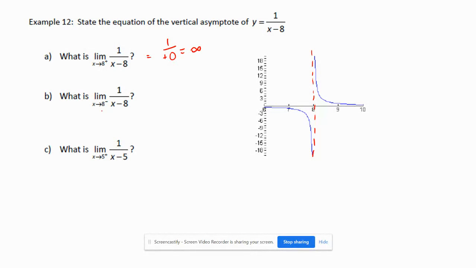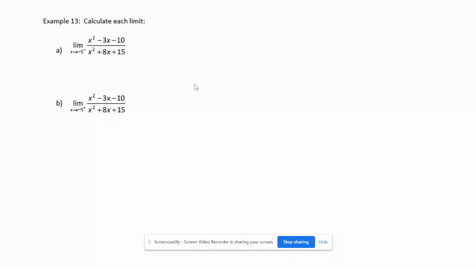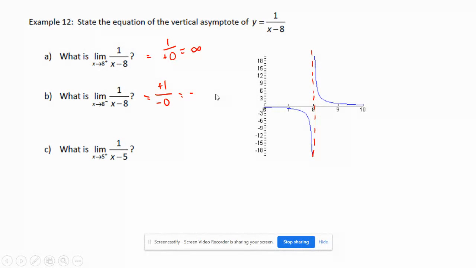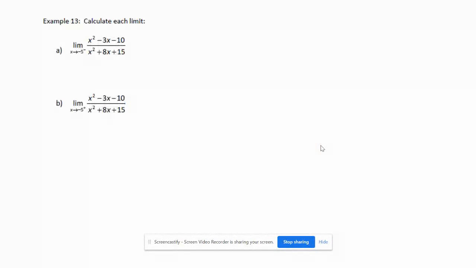If we're approaching 8 from the left, say 7.999999, this is going to equal a positive 1 divided by a negative number close to 0. Now, if I have a positive divided by a negative, this is going to equal negative infinity. Okay, guys, this example shouldn't even be in here. So what this is telling us is, as we approach the asymptote from the right, the graph is going up. As we approach the asymptote from the left, the graph is going down.